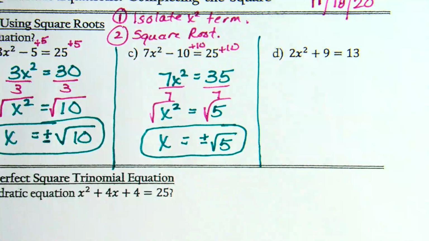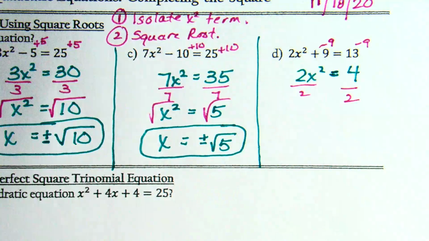If it's 2x squared plus 9, we're going to do the opposite and subtract 9. So then 2x squared equals 4. If it's 2x squared equals 4, to move that 2, I'm going to divide by 2. 2 divided by 2 cancels. I have x squared equals 2. And final step always, to get from x squared to x, take the square root.